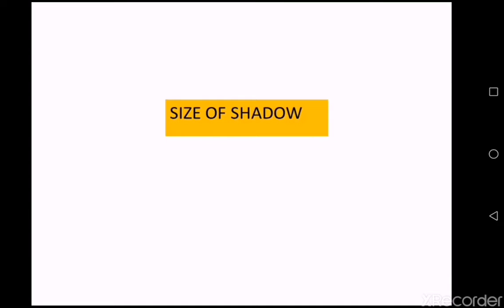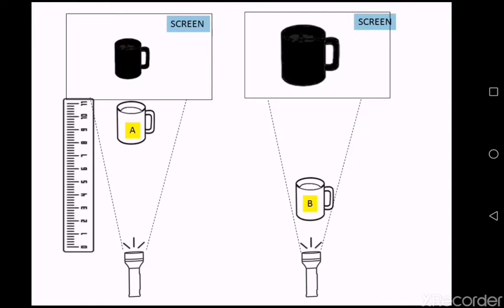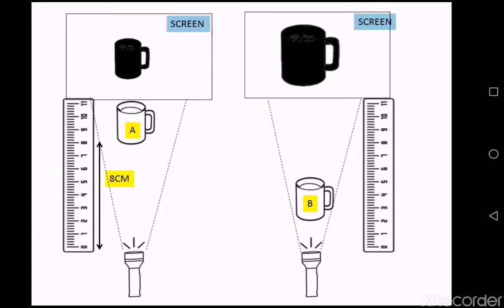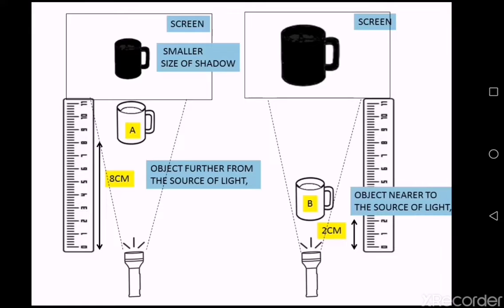Today we are going to learn more about the size of shadow. There are two marks, mark A and mark B. Mark A is placed 8 cm from the source of light, while mark B is placed 2 cm from the source of light. So mark A is further from the source of light, so it will create a small size of shadow, while mark B is closer to the source of light and it will create a bigger size of shadow.